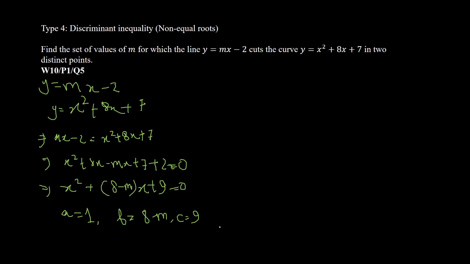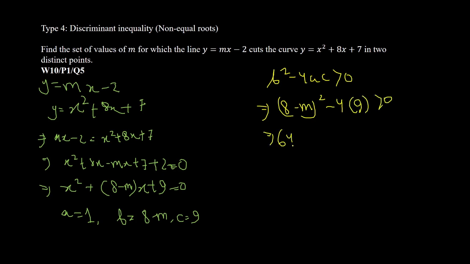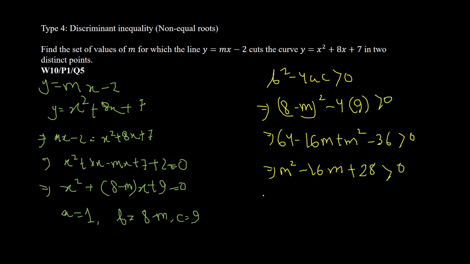So we can use the fact that b square minus 4ac is greater than 0, because there are two distinct points. So we have 8 minus m whole square minus 4 times a, which is 1, times 9, greater than 0. So we have 64 minus 16m plus m square minus 36 greater than 0. So we have m square minus 16m plus 28 greater than 0.